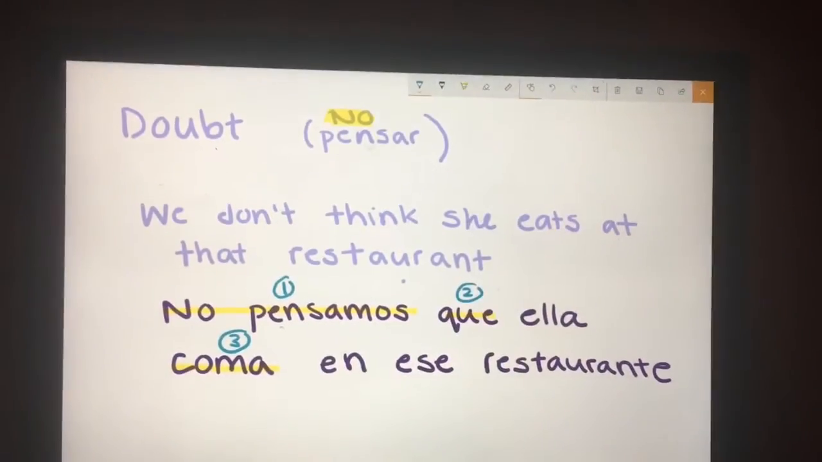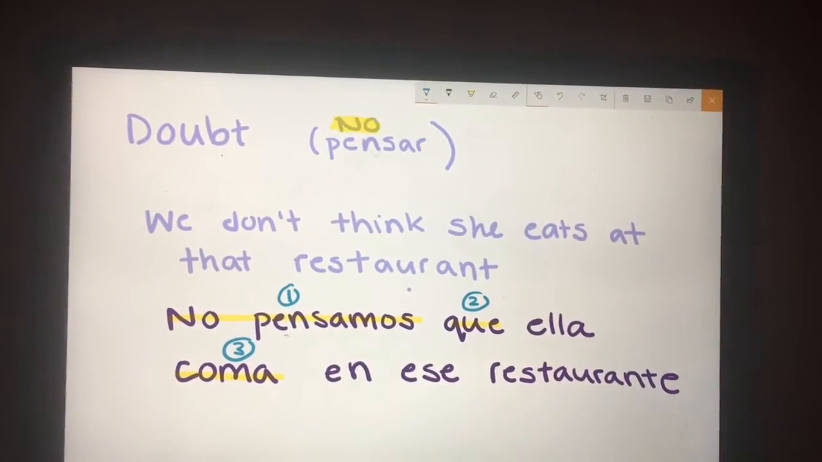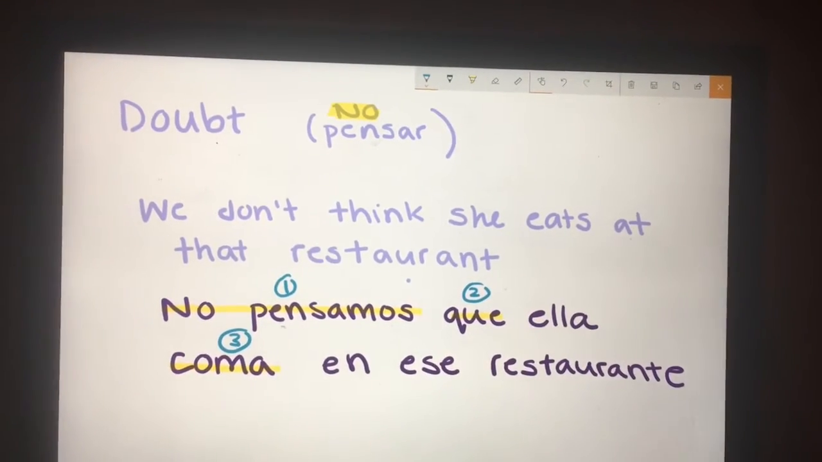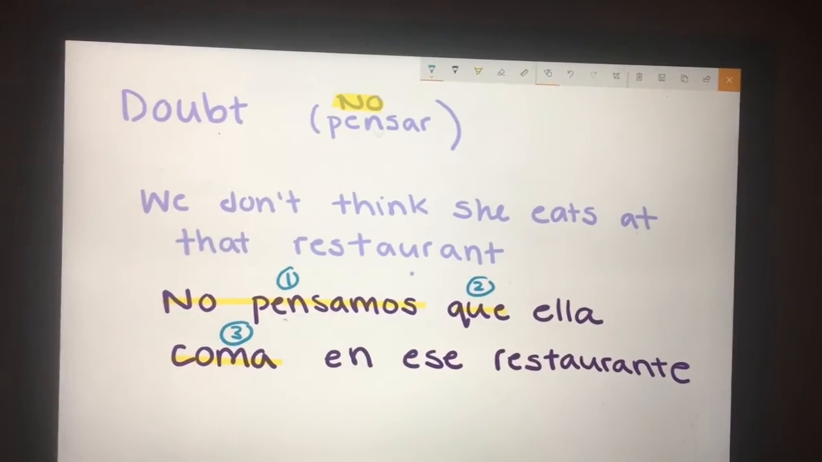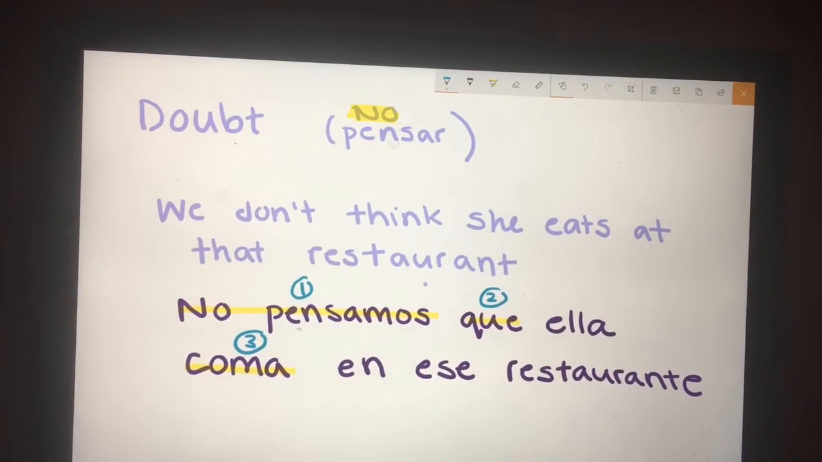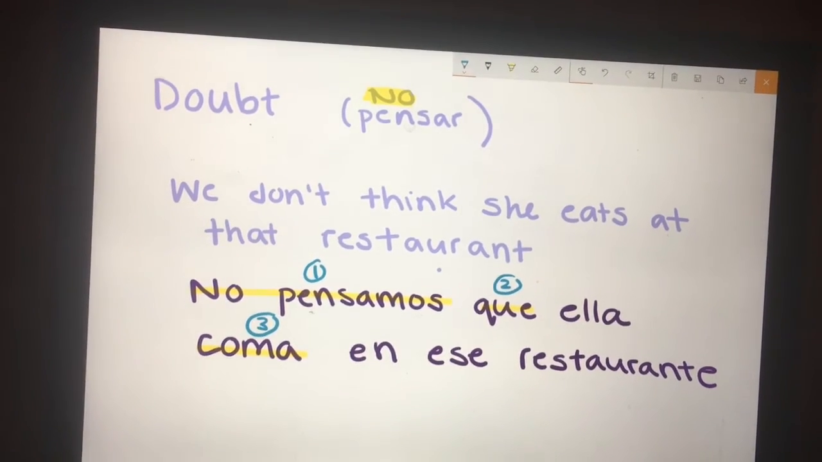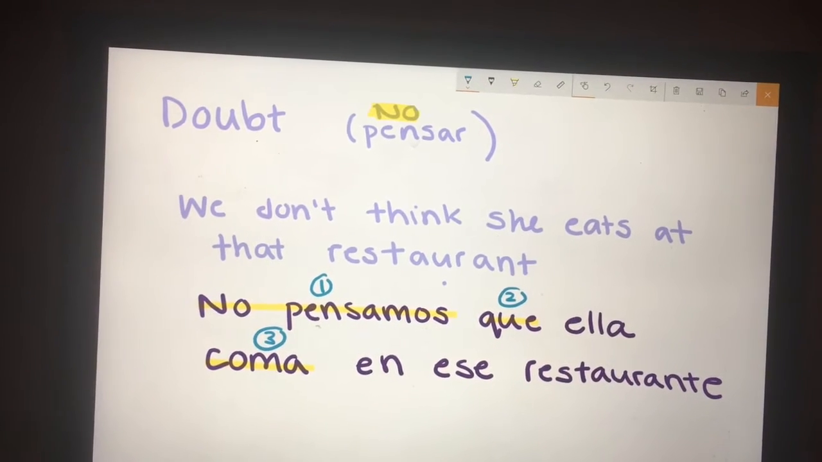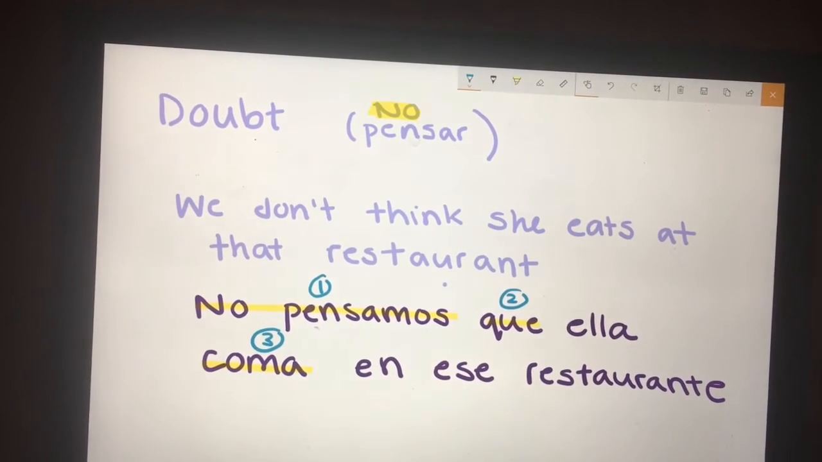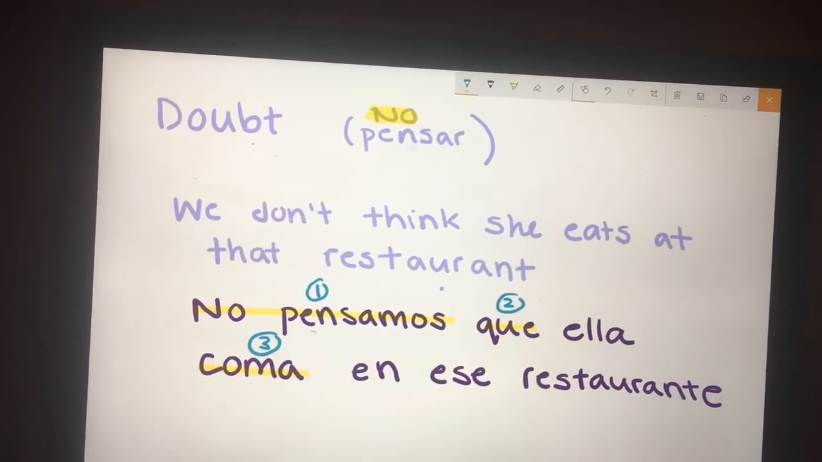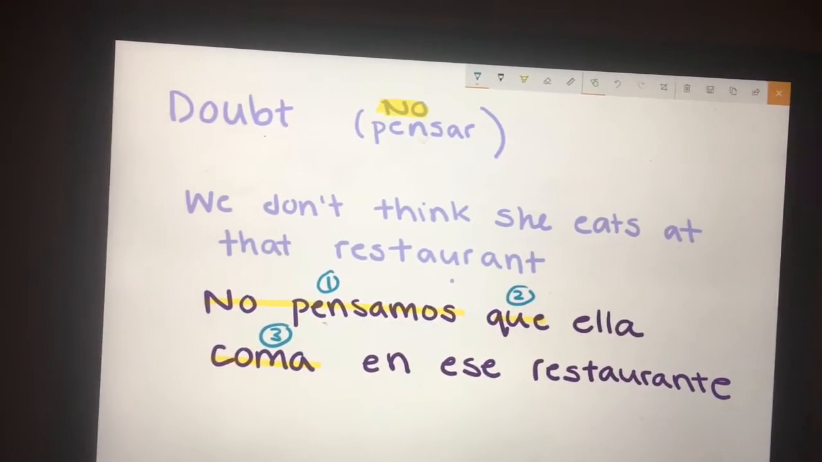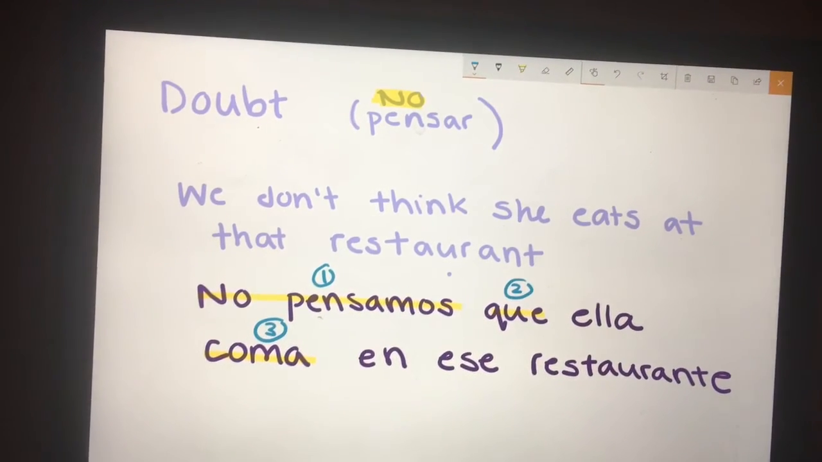We talked about one way to express doubt is with the verb dudar, but another way is to use the verb pensar. But be careful here, because you have to have a no preceding the pensar in order for it to be doubt. Pensar just means to think, right? If you are saying "I think," there is no doubt there. You need the no: "I don't think."